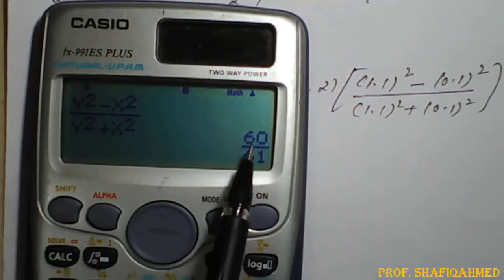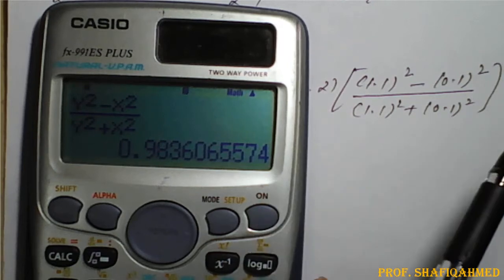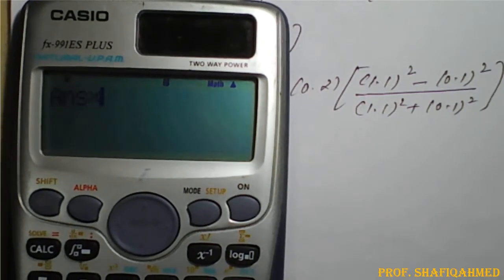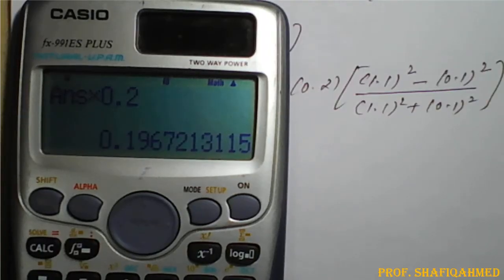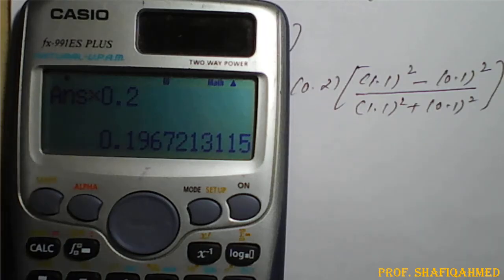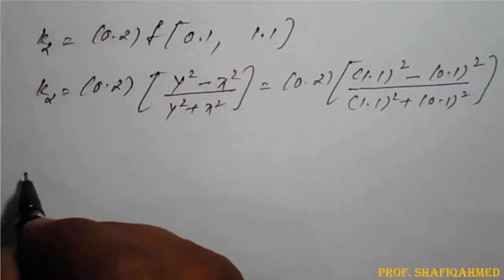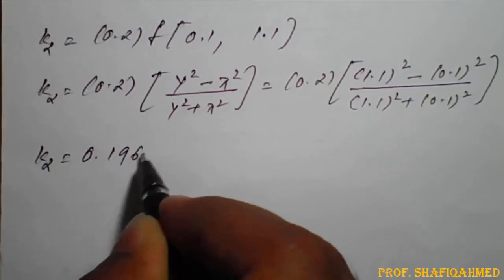Now you can find the result is 60 by 61, press the SD button, and multiply into 0.2. So 12 by 61, that is 0.1967. So therefore the K2 value is 0.1967.